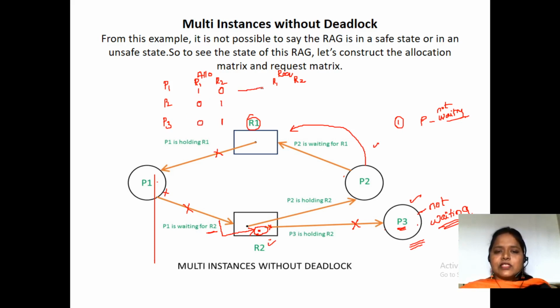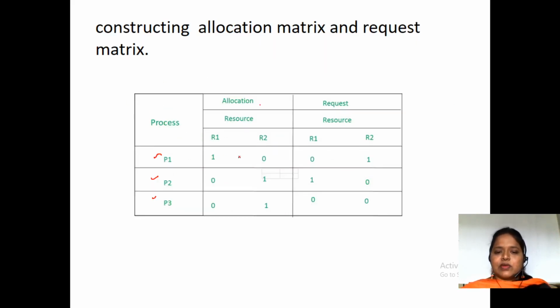Now come to the requesting matrix. P1 is requesting R2, so near R2 keep 1 and R1 0. Next P2. P2 is requesting R1, so keep 1 in the place of R1 and the remaining 0. Then P3. P3 is not requesting R1 and not requesting R2. So this is how you have to create the matrix.